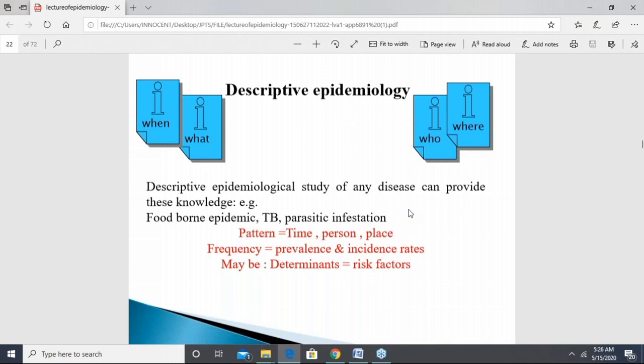Examples of that are foodborne epidemics, tuberculosis, parasitic infection. So we look at the pattern. The pattern is the time, the person, and the place. Then the frequency looks at the prevalence and the incidence rate, and maybe determinants or risk factors.